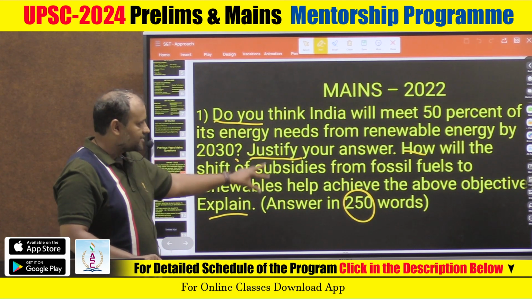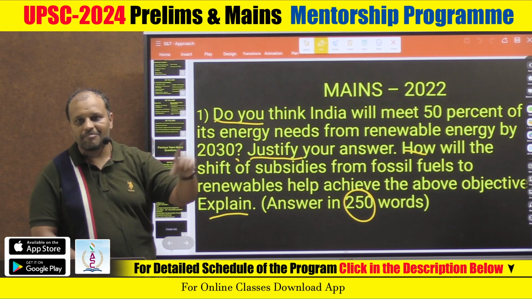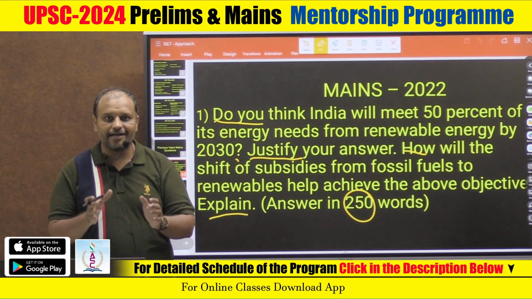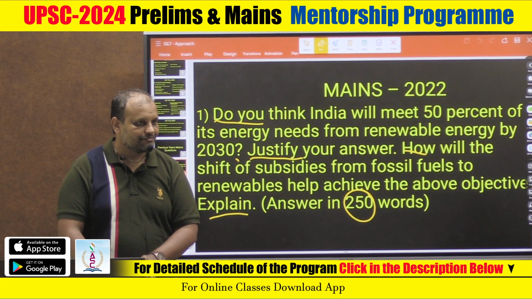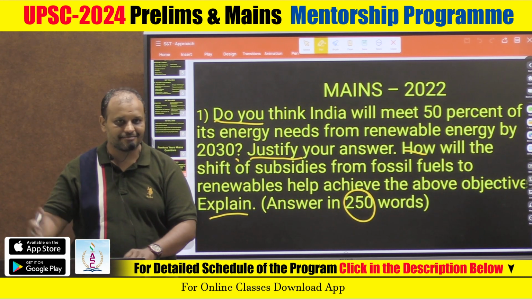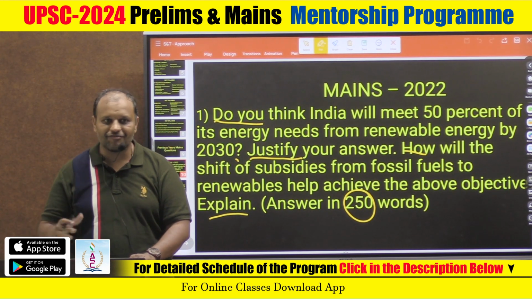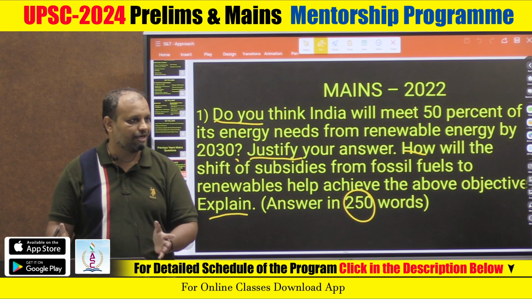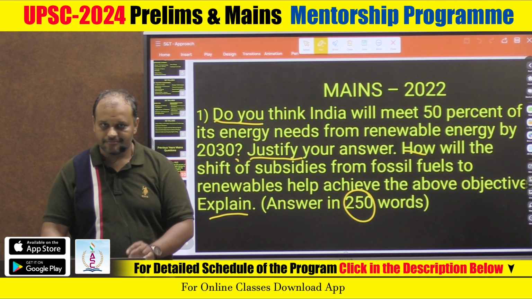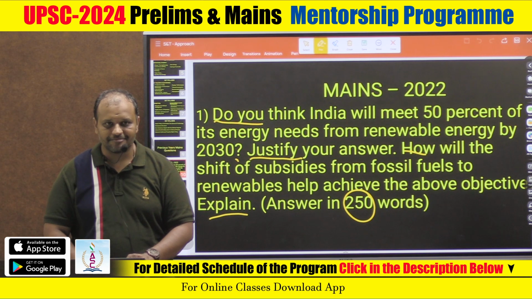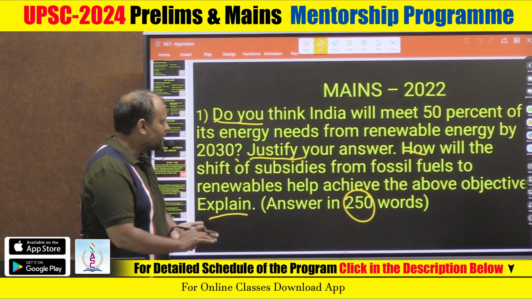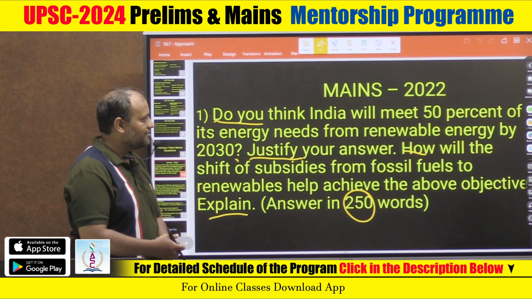Then there are two parts. So for which part, how many marks you'll give? For which part, how much time you'll allocate? For which part will you give more importance? Will it be 50-50? Will it be 40-60? Will it be 70-30? 50-50. Okay? Why? But the first one is saying justify, the second one says explain.